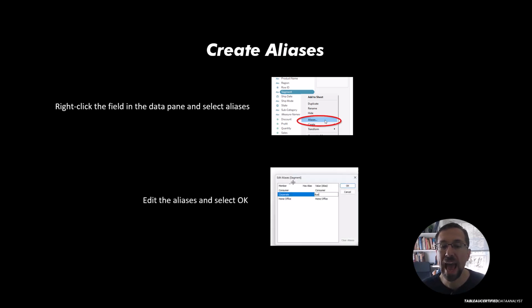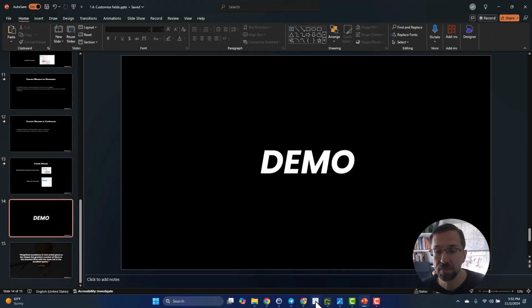Then we would edit the alias, make our edits to whichever values we want to be associated with a different alias, make those changes, and then select OK. Now I'm going to go into Tableau and show you how I do these things.